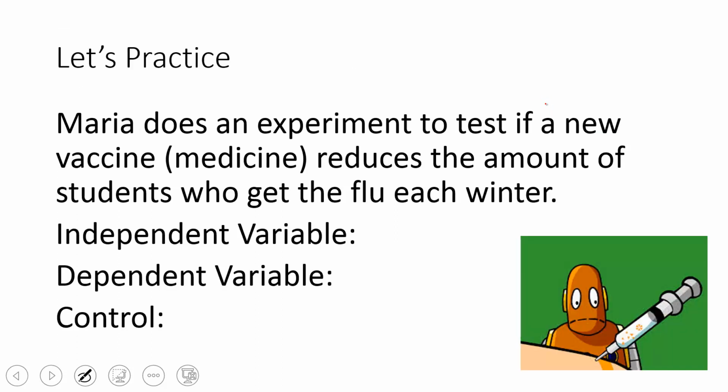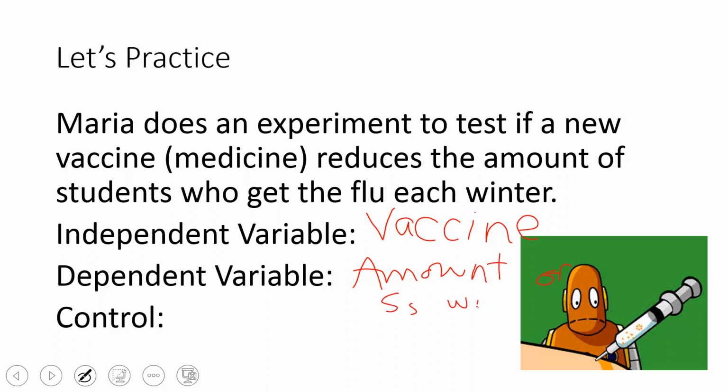Maria does an experiment to test if a new vaccine or type of medicine reduces the amount of students who get the flu each winter. What is the independent variable? The independent variable here would be the vaccine. This is what she is testing. The dependent variable would be the number of students who get the flu. So the amount of students with flu.